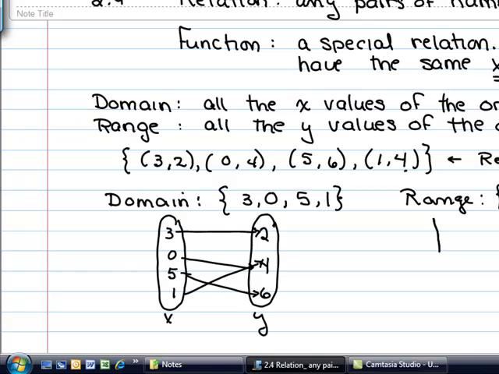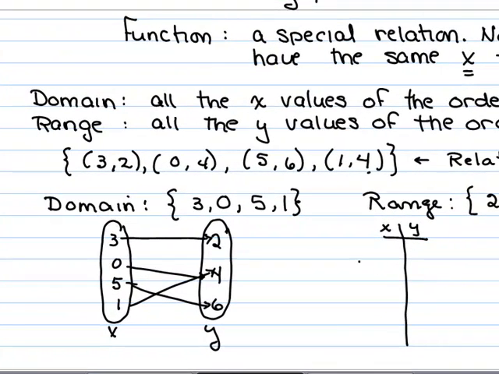You can also see it used in chart formation. Just like our x, y, t chart, your x's represent the domain. So we've got 3, 0, 5, and 1. And the corresponding y coordinates then: 3 mapped with 2, 0 mapped with 4, 5 mapped with 6, and 1 mapped with 4 again. So you can see it written both ways, in terms of a mapping or in terms of the chart.